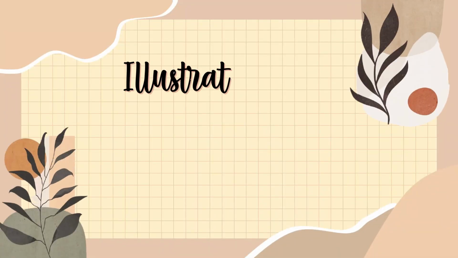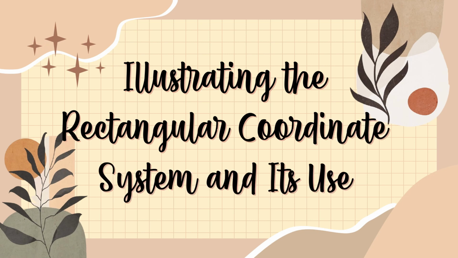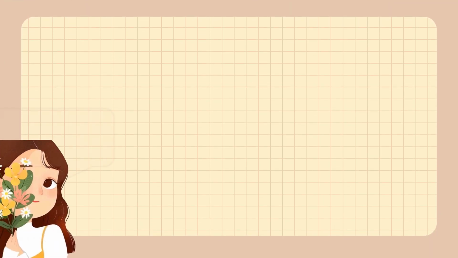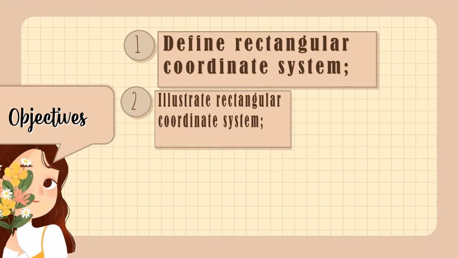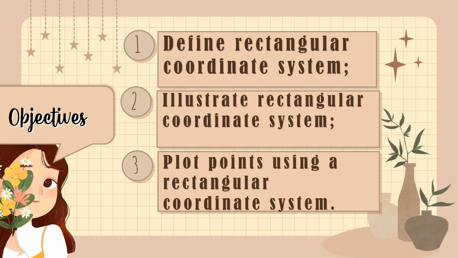Good day everyone. Today we will be discussing the topic illustrating the rectangular coordinate system and its uses. The objectives for this lesson are: first, define the rectangular coordinate system. The second one is to illustrate the rectangular coordinate system. And the third one is to plot points using a rectangular coordinate system.